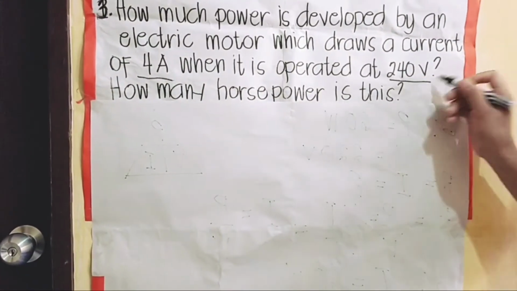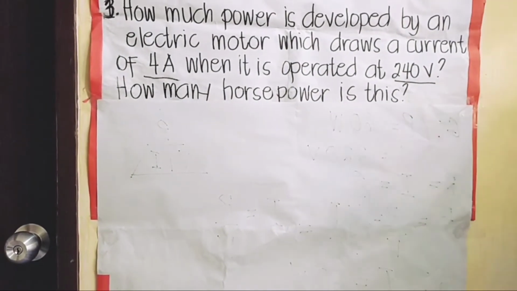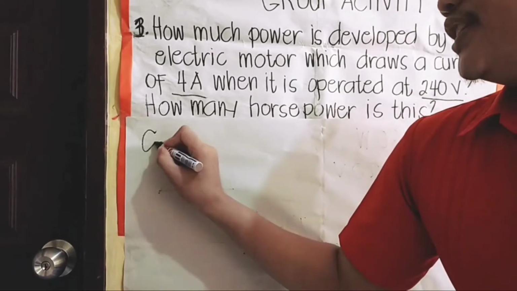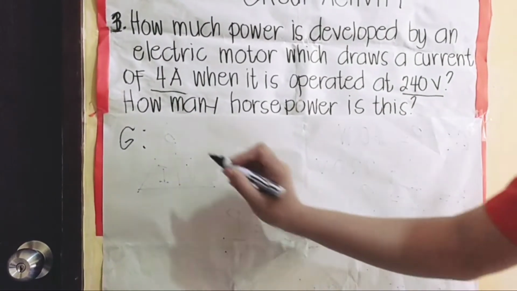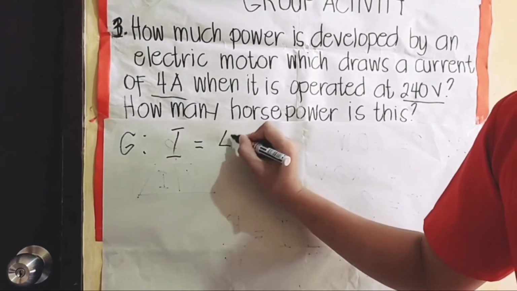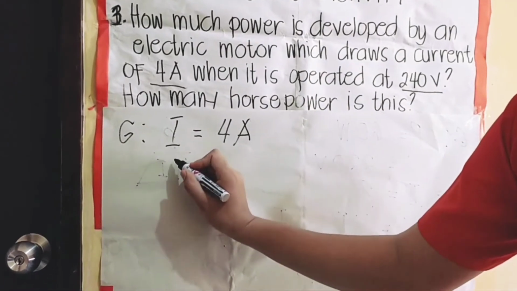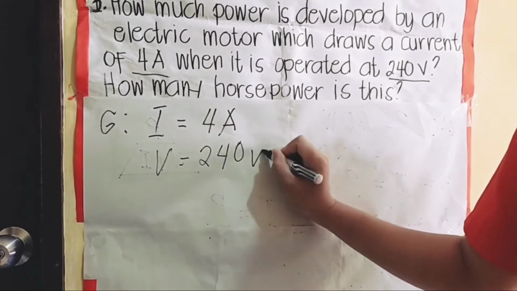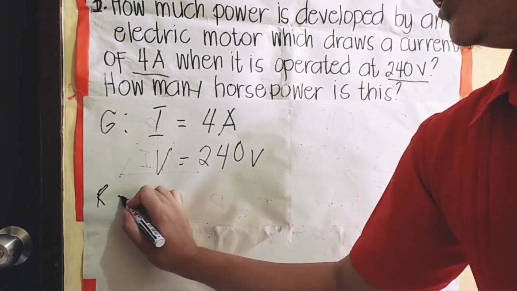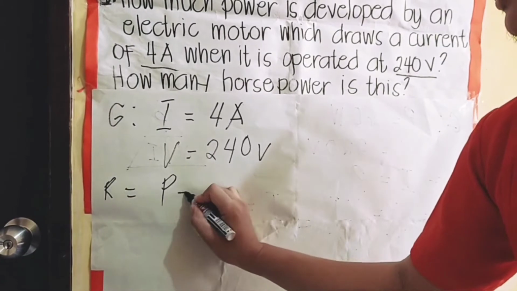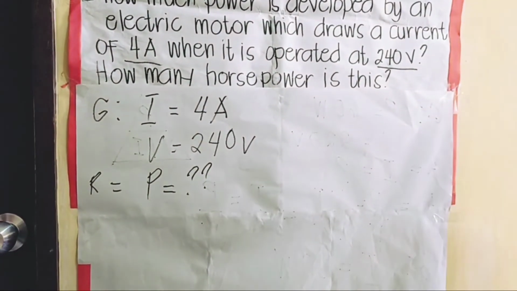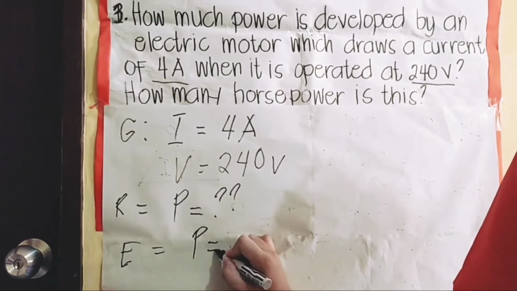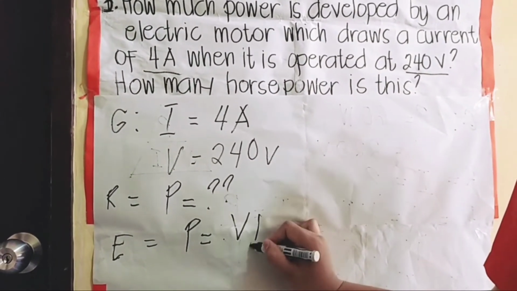Since current and voltage are given in the problem, we are going to use equation number 1. So what are the given? Our given in the problem are I is equal to 4 ampere, and voltage is equal to 240 volts. And what is our required? Required is power. Our equation is P is equal to V times current.